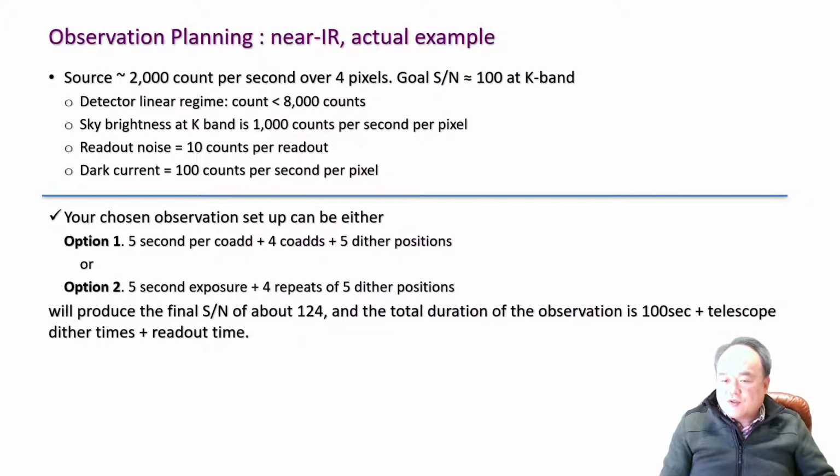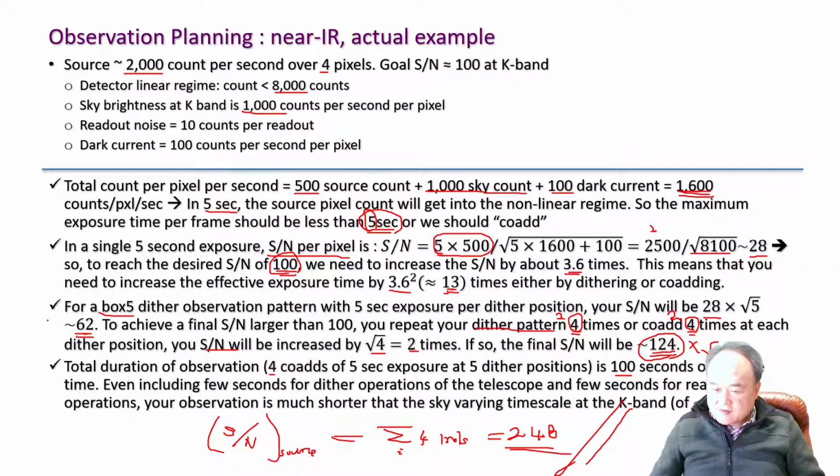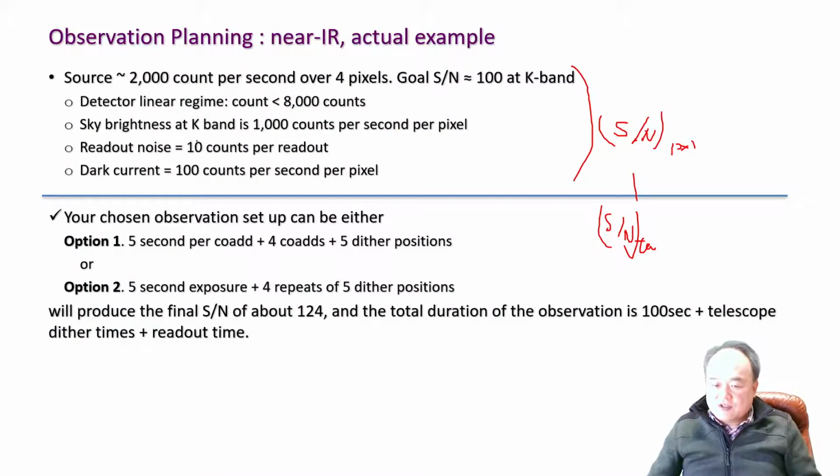So in this case, I'm just mixing the signal to noise ratio per pixel versus the signal to noise ratio of your final target, right? So imagine that in the previous case, all this planning was done at the per pixel level, and your desired signal to noise ratio of 100 is per pixel, right? Then you can have 2 different options.